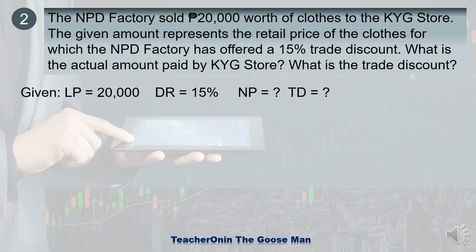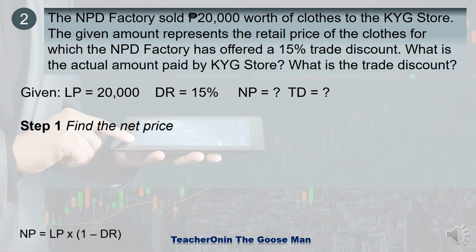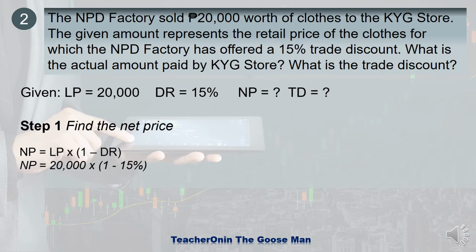Since we do not know the trade discount yet, let's look for the net price. Take note that we can use the formula net price is equal to list price times 1 minus discount rate, since we do not know the trade discount. Since the list price is equal to 20,000 and the discount rate is 15%, I can simply plug in the numbers. So I have 20,000 times 1 minus 15%, or 20,000 times 85%. Then I'll convert 85% to decimal. So I have 20,000 times 0.85, or the net price is equal to 17,000 pesos.